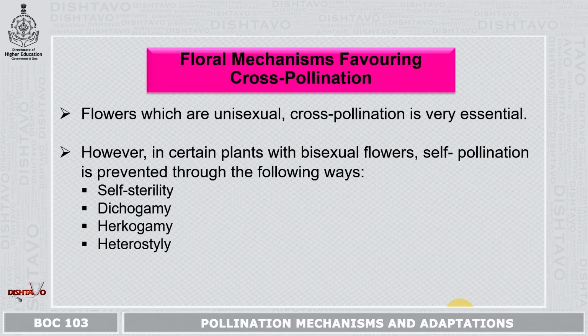Now, let us learn about floral mechanisms favoring cross-pollination. In flowers which are unisexual, cross-pollination is very essential. However, in certain plants with bisexual flowers, self-pollination is prevented through the following ways. That is, through self-sterility, dichogamy, hercogamy, and heterostyly. We will now look at each of these ways.